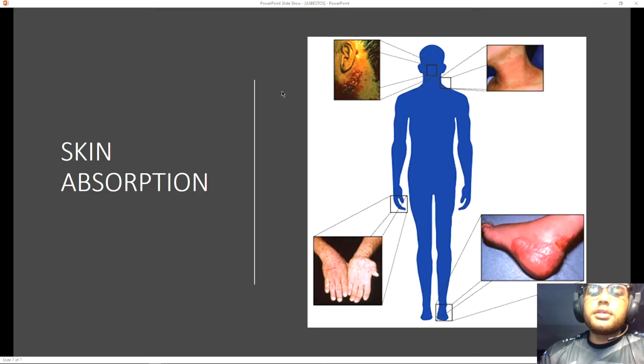And the last one is skin absorption. With appropriate use of personal protective equipment by those working with asbestos, dermal contact is rarely a significant exposure pathway. Asbestos fibers could become lodged in the skin, producing a callus or corn, but not more serious health effects.